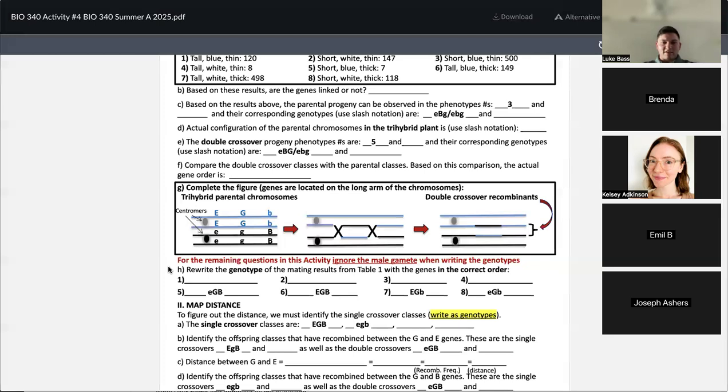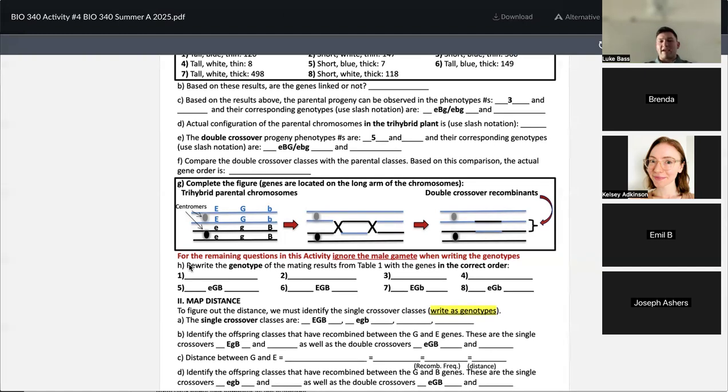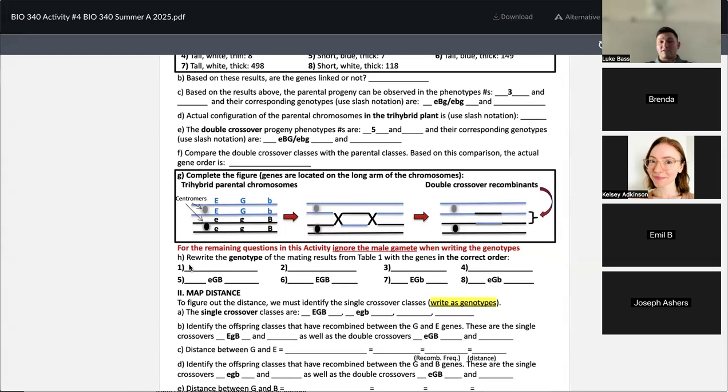Oh, I see what you're saying here. Which makes sense because it's the tester one. True. Yeah, when it says ignore the male gametes, you just don't have to worry about the slash. Oh yeah, because it's always going to be the recessive ones. Exactly. All recessive, all lowercase. Of the mating results from the table. So to me, it seems like these pre-filled portions are already given to you. Let me double check on that though.